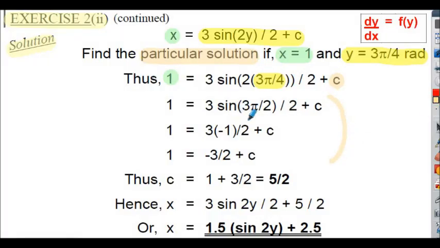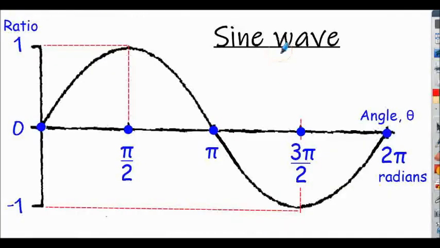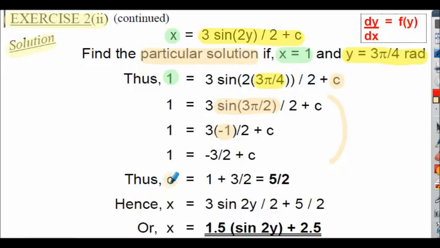Just make sure your calculator is in radians mode if you're typing sine of 3 pi divided by 2 into the calculator. So that's your value of -1. And purely for your reference, here's the sine wave plotted between 0 and 2 pi radians, and we can see at 3 pi upon 2 radians, or 1.5 pi, the ratio is -1. So we find that constant c is 5 divided by 2.